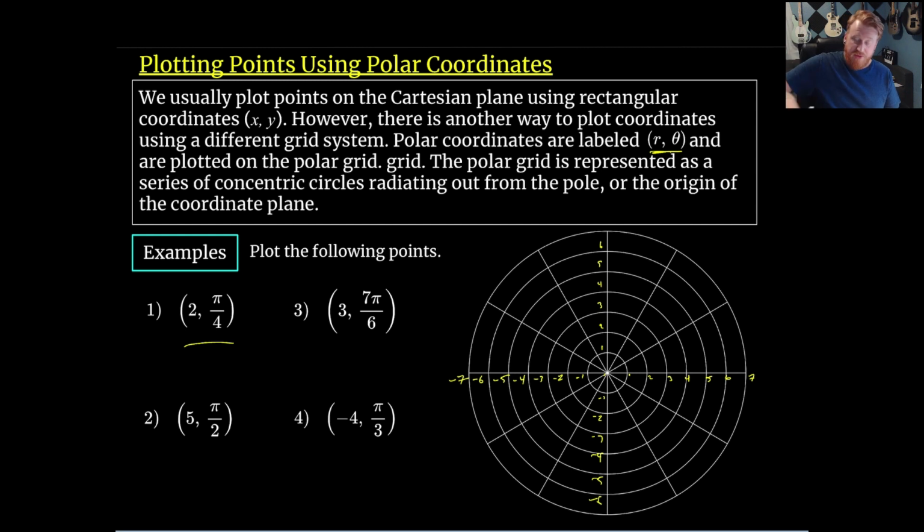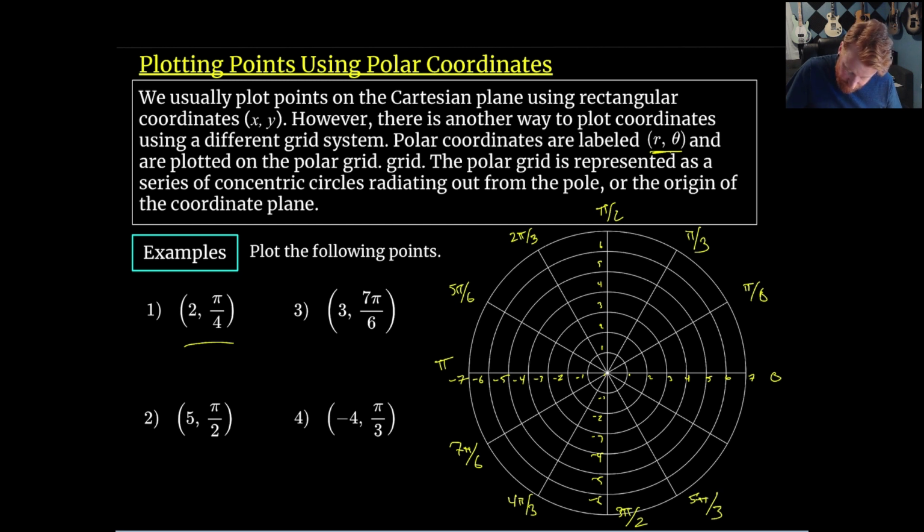And then I can also label some angles as I go around here. This is, of course, 0. This is going to be pi over 6. This is going to be pi over 3. Up here we've got pi over 2. We've got 2 pi over 3. We've got 5 pi over 6. Over here we've got pi. And then we've got 7 pi over 6, and 4 pi over 3. At the bottom here we've got 3 pi over 2. And then we've got 5 pi over 3, and 11 pi over 6.